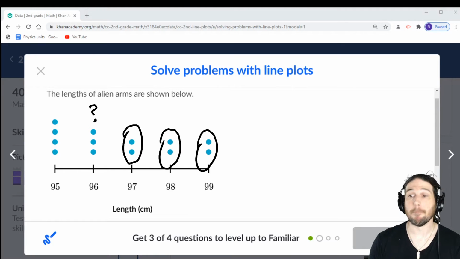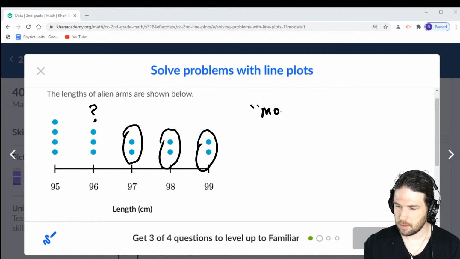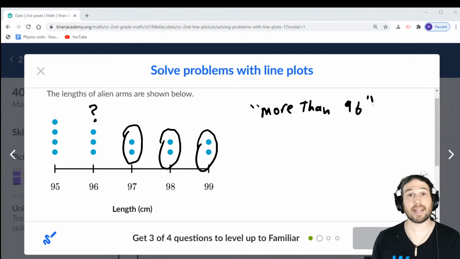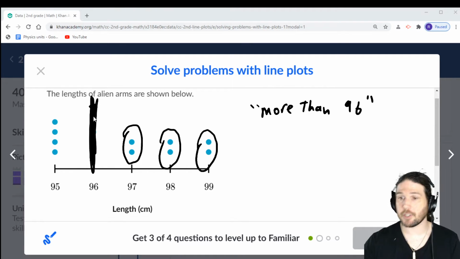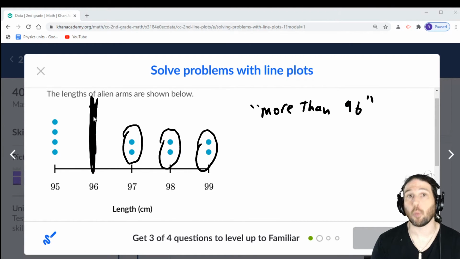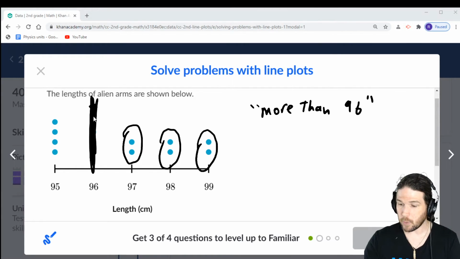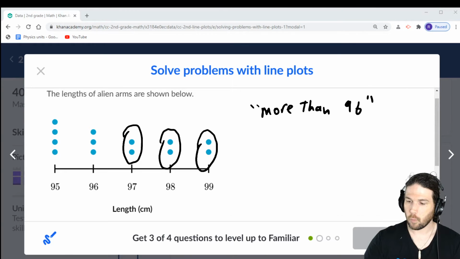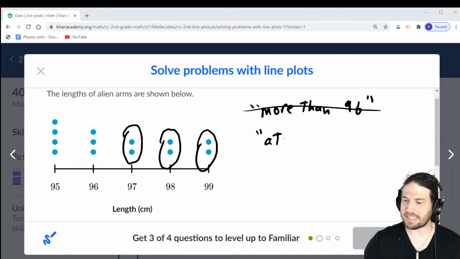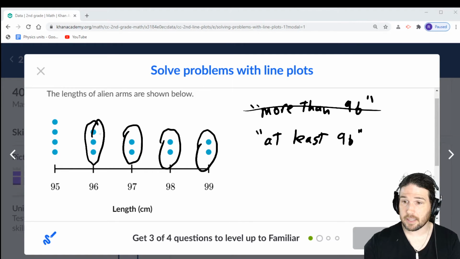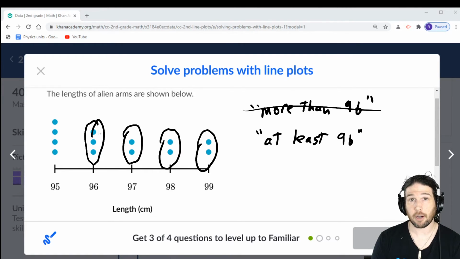When I say more than 96, when I say that, then no, 96 is not included. It doesn't count. We are looking specifically for numbers that are more than 96, and 96 is not more than 96. If we wanted to include these, we would instead say something like at least 96. If we said that, then yes, 96 would indeed be included in our count.